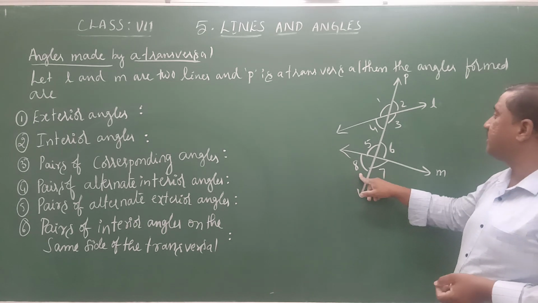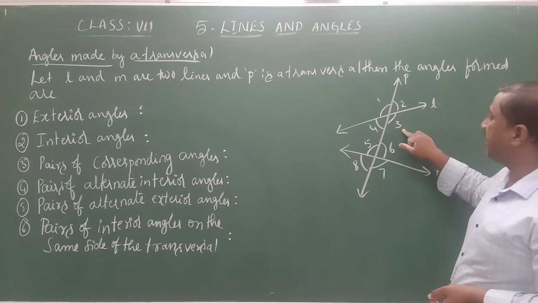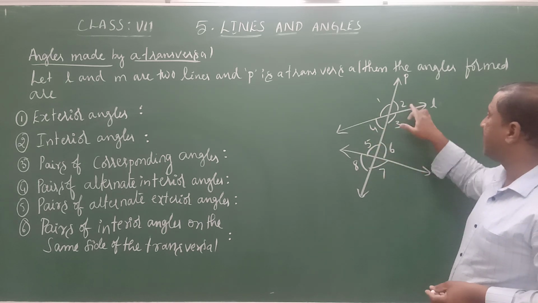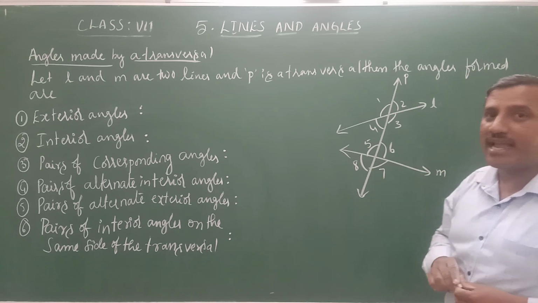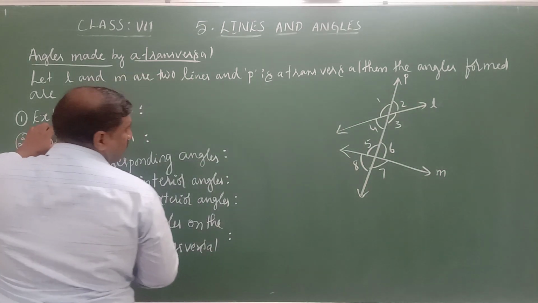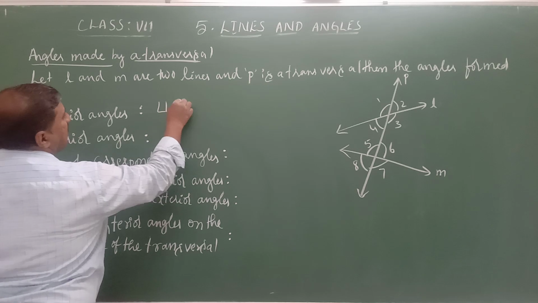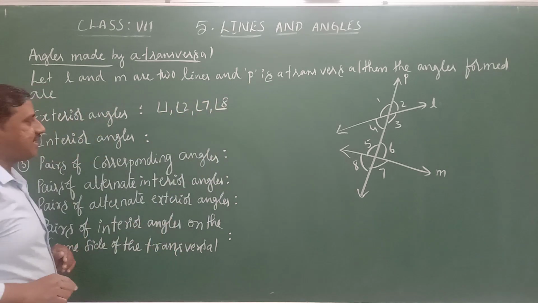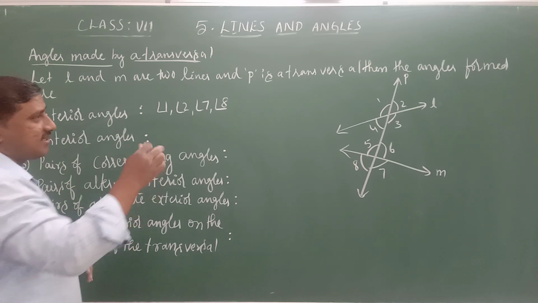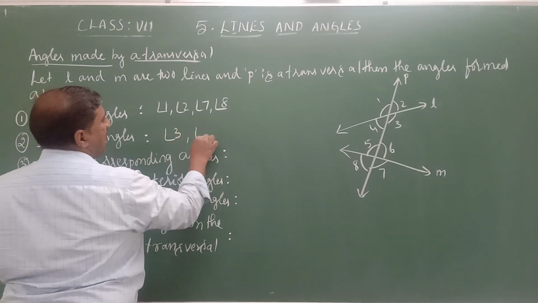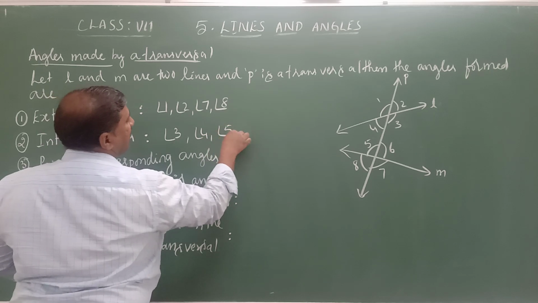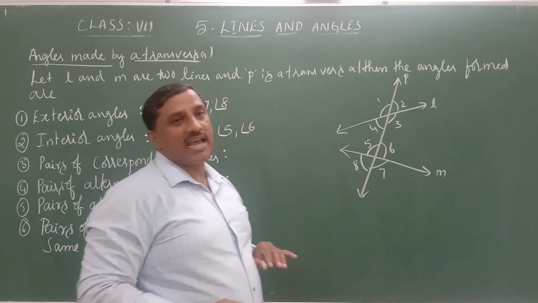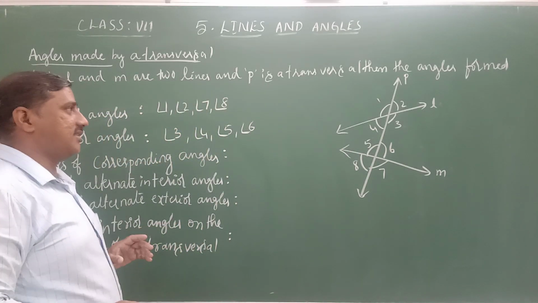Interior angles are what? Angles 3, 4, 5, 6. These four angles are interior angles. Angle 1, angle 2, angle 7 and angle 8 are exterior angles. So the exterior angles are angle 1, angle 2, angle 7, angle 8. The interior angles are angle 3, angle 4, angle 5, angle 6.